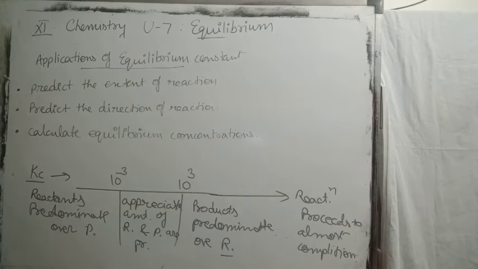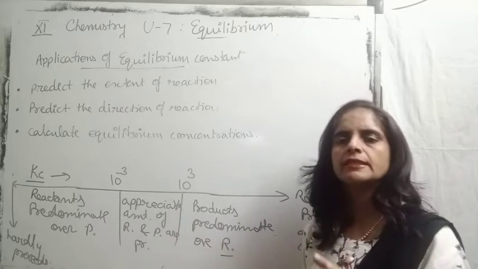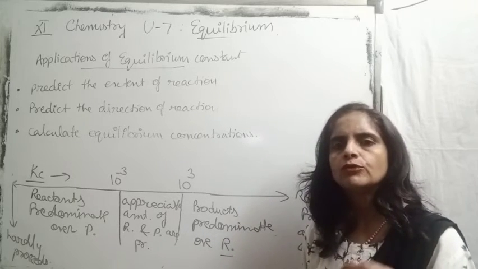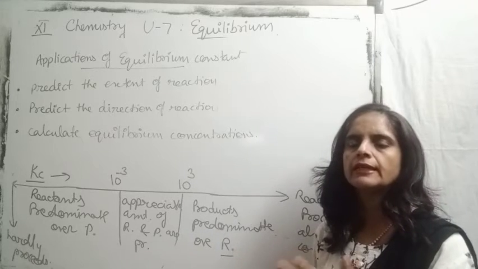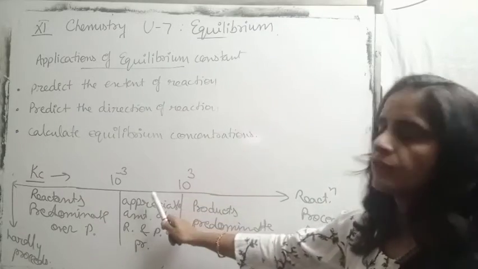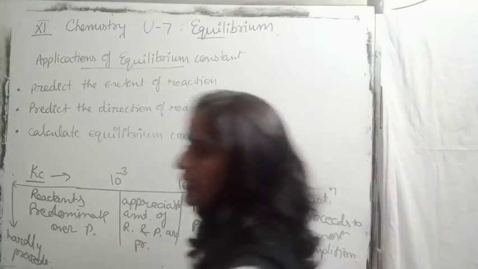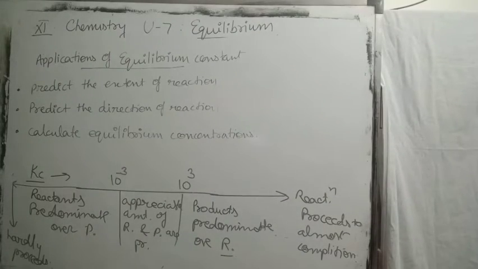But the smaller the value of Kc, such reactions hardly proceed. It is an extremely slow reaction. Most of the reactants remain as such, and a very small amount of reactant is converted into product. So in this way, by knowing the value of Kc, we can easily tell the extent of reaction. The next application of Kc is that we can predict the direction of reaction.